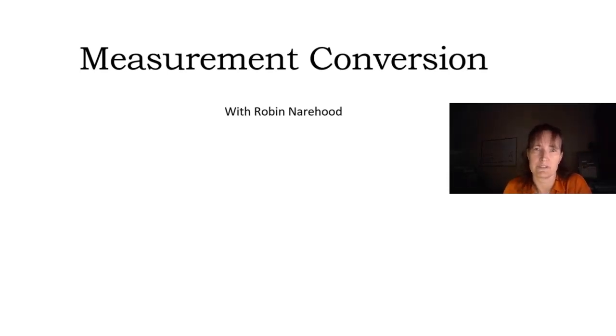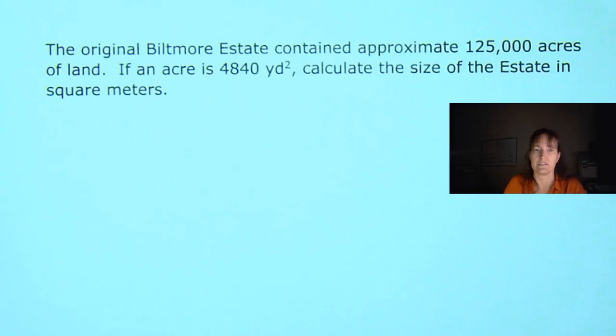An important part of measurements in chemistry is understanding what measurements mean and how to convert those measurements into other units using dimensional analysis or factor label method. So we're going to go through an example together that I have created using the Biltmore estate as an example.